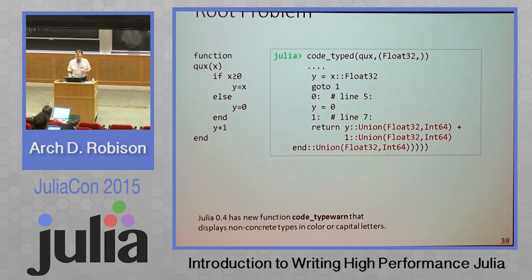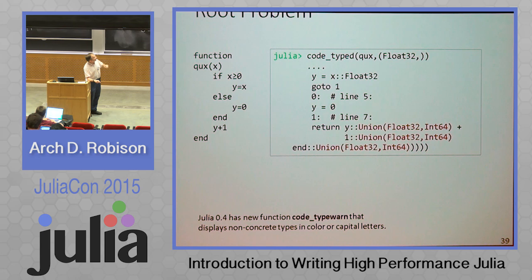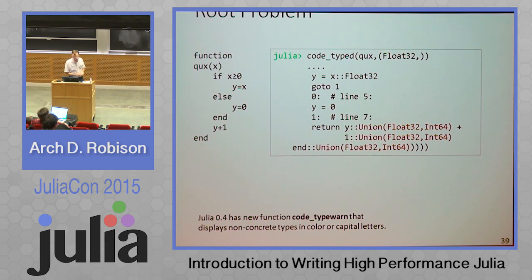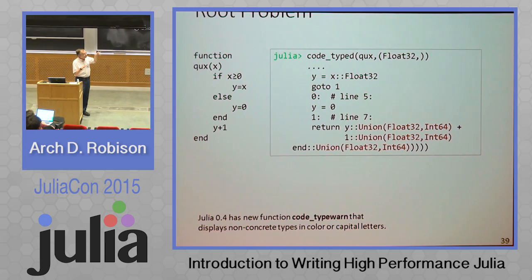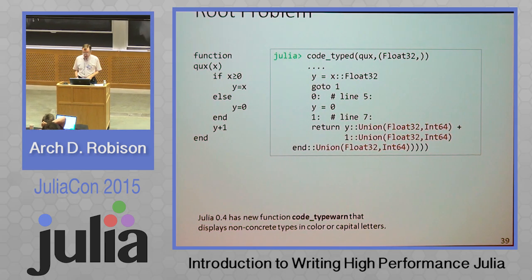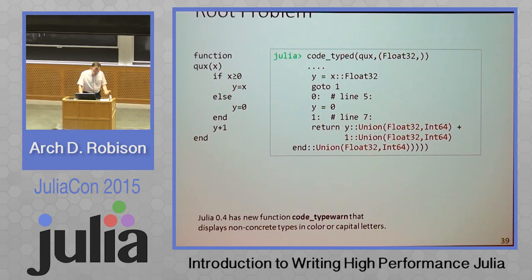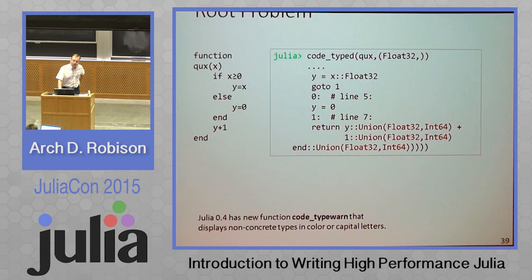And now to track that down, we can use this code typed or code warn type that's in Julia 0.4 to look at what types were inferred for things. And if we run that, we find that the type for y was inferred to be, well, it could be a float 32 or an int 64, because if y takes the path where it's assigned a 0, well, then it's assigned an int. But if it takes the path where it's assigned x, well, it gets whatever the type of x is. And in this case, it was a float. So there's where the union in the code typed or code warn type, the thing to look out for is the union types, because that says the compiler can't figure out what it's dealing with. There's also a nice thing about code warn type: it not only colors the union types, it also colors the non-concrete types.